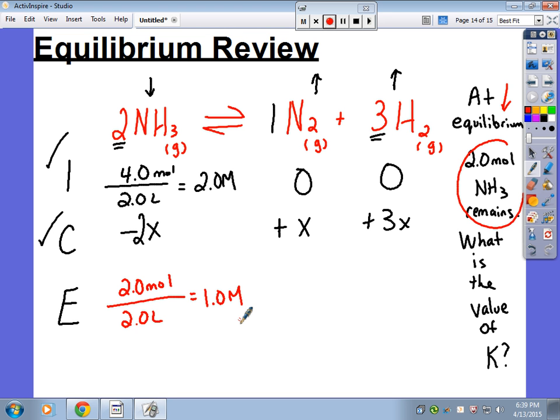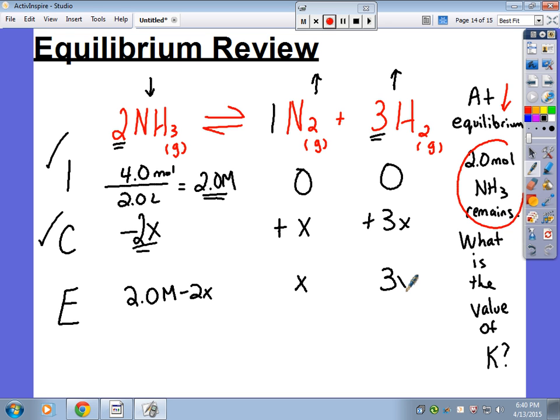Well, I'm going to write this up here in black so that you can see what happens pattern-wise. And actually, let me move this down, guys. Okay, so to get my value at equilibrium, I'm going to take 2 molar, write this value right here, and subtract 2x from it. What's my value here at equilibrium? X. What's my value here at equilibrium? 3x.